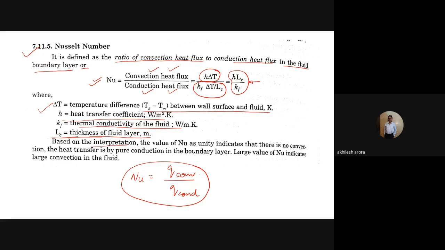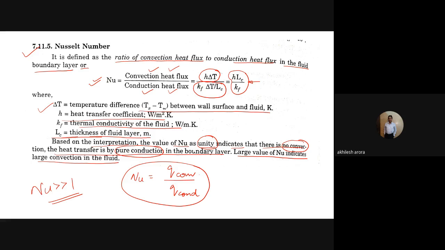Based on the interpretation, a value of Nusselt number as unity indicates that there is no convection. The heat transfer is by pure conduction in the boundary layer. So when Nusselt number is equal to unity, there is no convection, but the heat transfer is by pure conduction. So we need a value of Nusselt number which is very, very large in comparison to 1. If it is equal to 1, that means there is no convection taking place in the fluid. So you can read it here, large values of Nusselt number indicate large convection in the fluid.